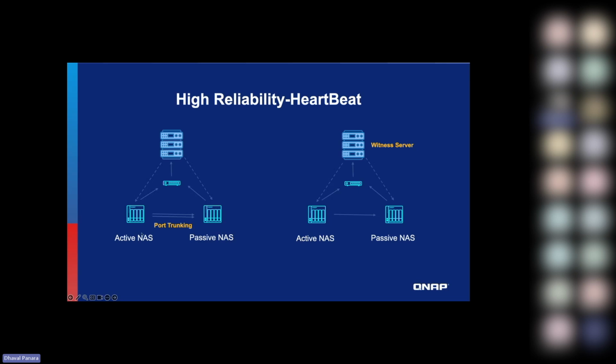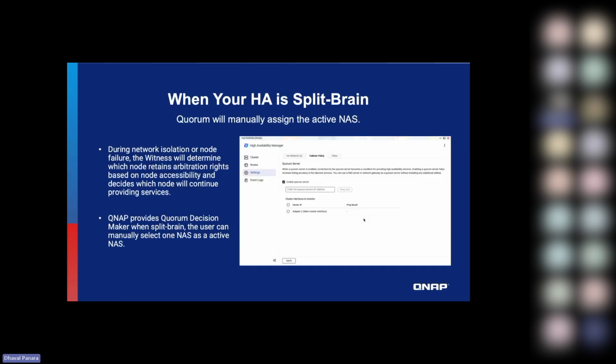Let's say, for example, if the active NAS goes down, the passive NAS takes over. You can also connect a witness server to understand which NASs are online and which NASs are offline. I'll let you know why you require a witness server. A witness server is required when there's a split brain in your HA.